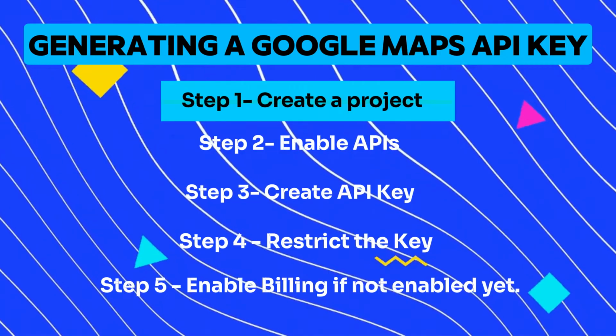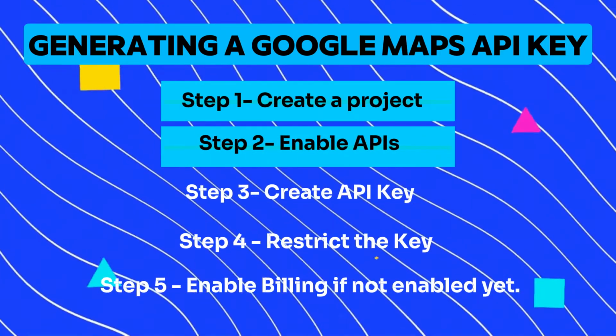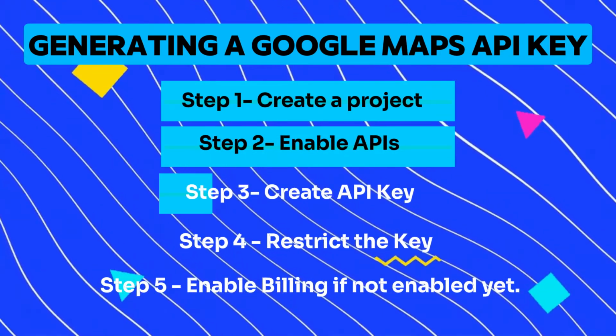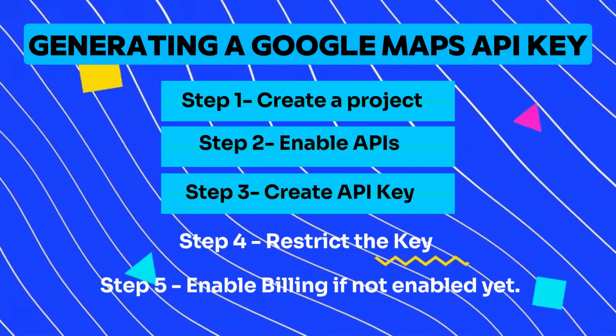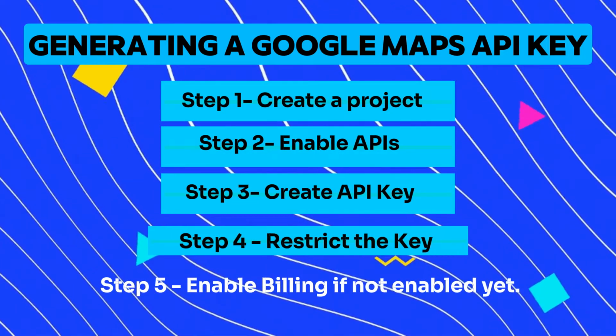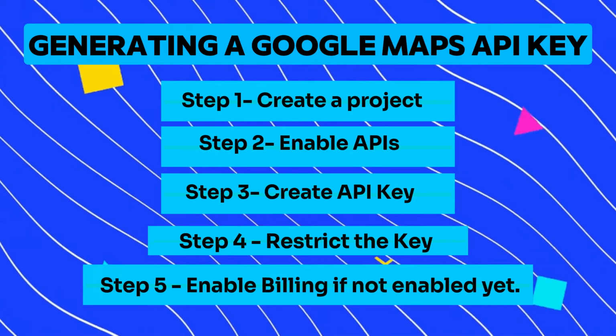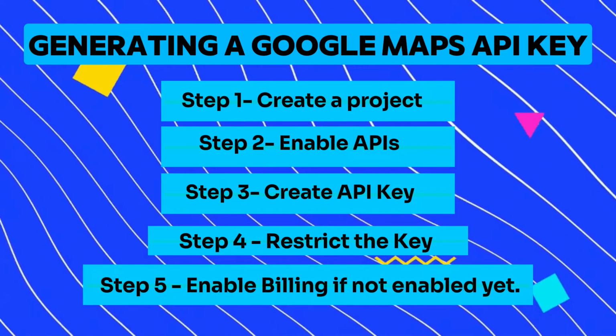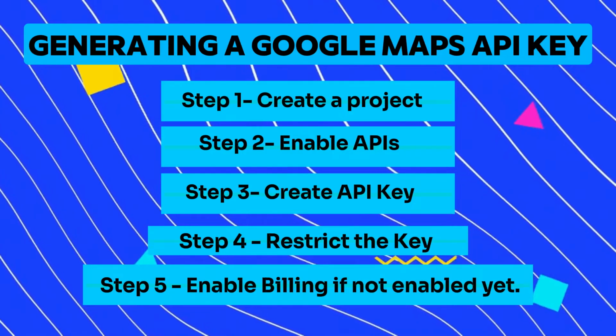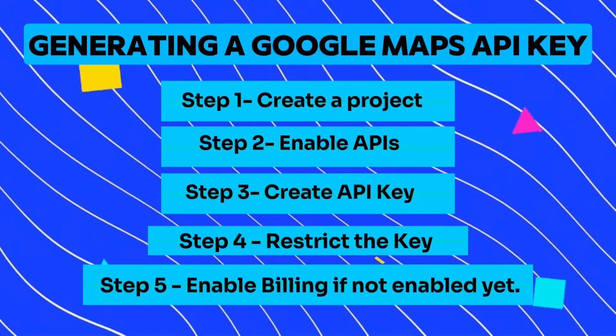In step 1, we'll create a project. In step 2, we'll be enabling APIs. And in step 3, we will create an API key. In step 4, we'll restrict that API key for security. And in step 5, we will enable billing, if you've not enabled it yet. By the end of this video, you'll be a pro at creating and managing your Google Maps API key.